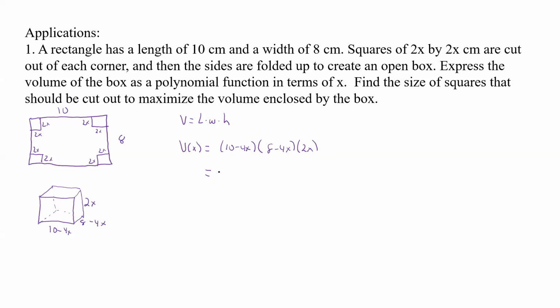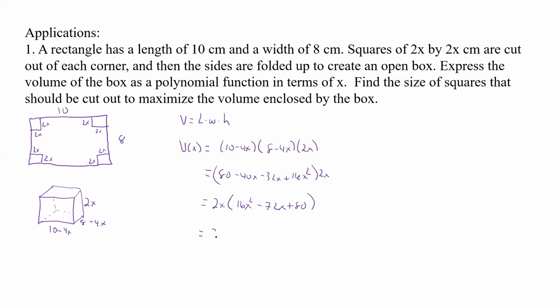So we'll multiply here, that's going to be 80, and then minus 40x, then minus 32x plus 16x squared, and that's still times 2x. So I'm going to simplify. I'm going to put the 2x out front, and I'm going to rewrite it in descending order. So that's going to be 16x squared, and then 40 minus 32, that's going to be minus 72x, and then plus 80.